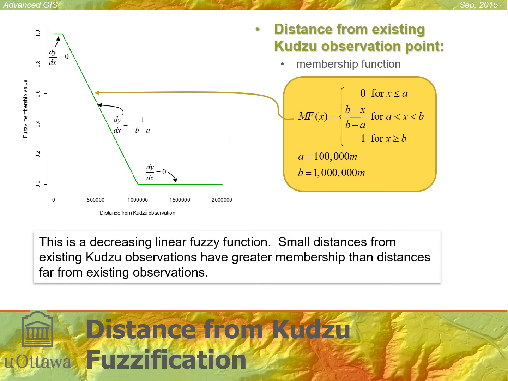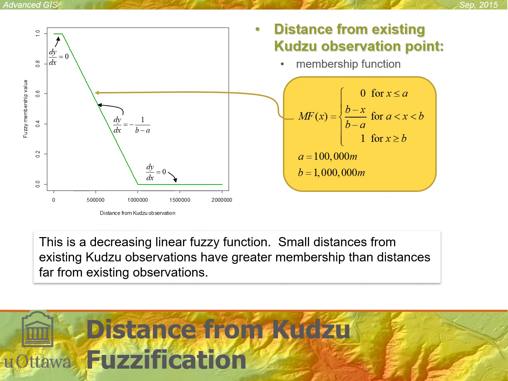Now, the way we use fuzzy linear functions can be in two ways. This is called a fuzzy decreasing linear function. So we have distance from Kudzu as an example. So as distance increases from Kudzu, we would expect that the probability for the establishment of a new colony is going to decrease as well. And as distance is smaller or decreases towards a Kudzu observation, we would expect an increasing probability or likelihood that we would have Kudzu establishing because of that proximity.